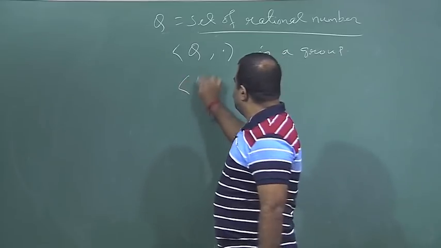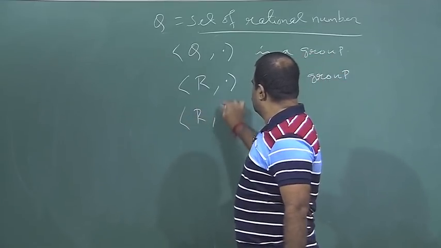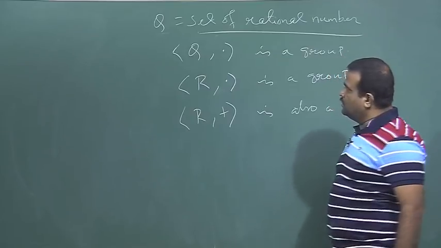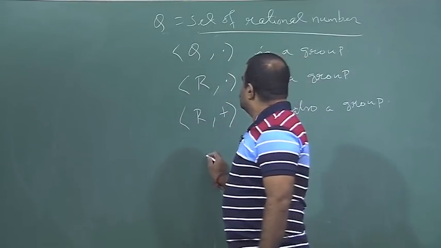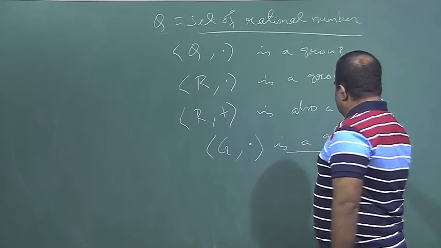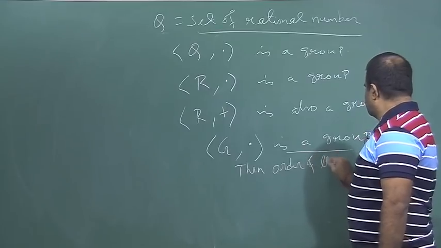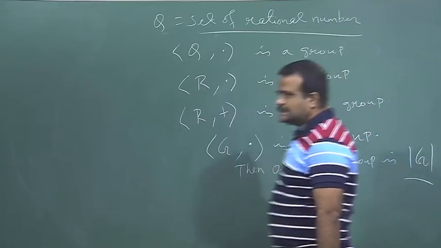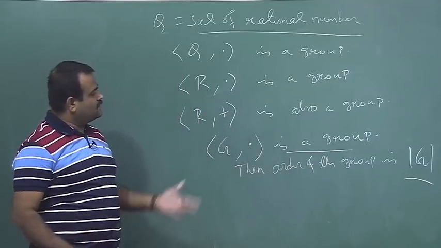Now, even the set of real numbers along with this is also a group. So, these are examples of groups. These are all infinite groups. Now, what is the order of a group? Suppose G is a group, then the order of this group is basically the cardinality of this set, the size of this set. If it is finite, then it is called a finite group. If it is infinite, then it is called an infinite group.